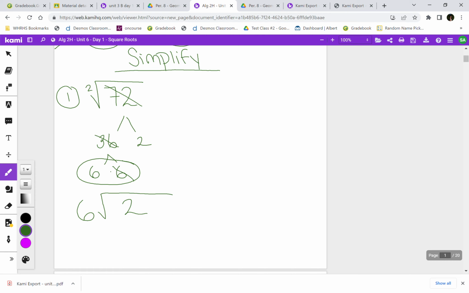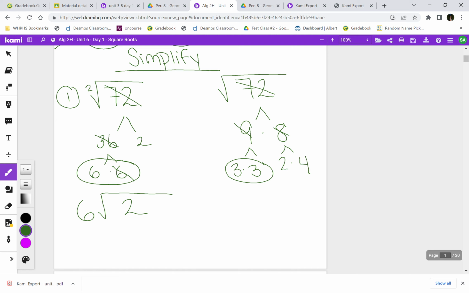Now let's say you simplified the other way. Let's say you went with 72 and you broke it down into 9 and 8. You're still okay. You're still going to get the same answer. It's just going to be a longer way there. 9 is 3 and 3. Is that a pair? Absolutely. 8 is 2 and 4. If I break 4 down, can I get another pair? Yes. So I'm going to break 4 down into 2 and 2.